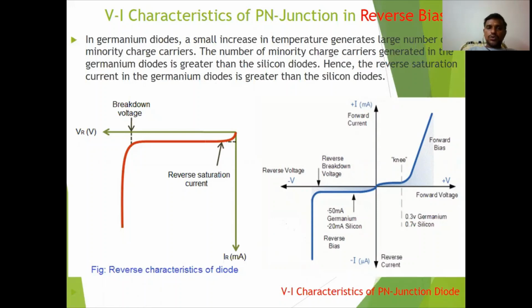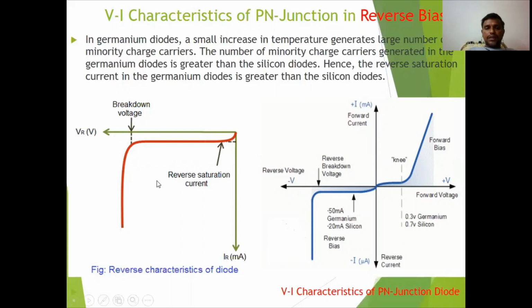Okay, what is the conclusion here? The reverse saturation current in a germanium diode is greater than in a silicon diode due to only one reason: the less attractive forces that are offered on the valence electrons of germanium as compared with silicon. So that is what we have here.